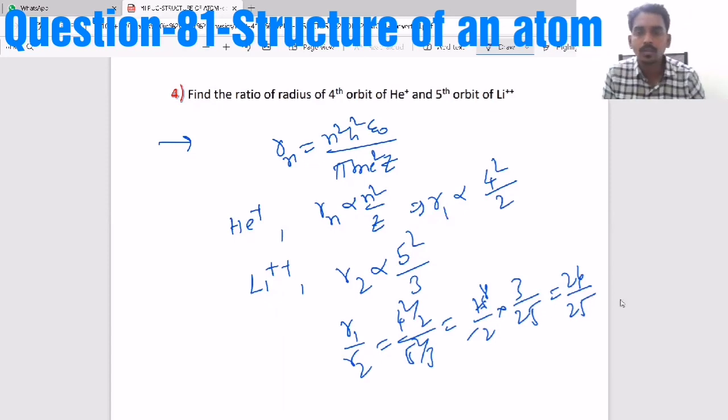This way, if you remember those equations of speed, velocity, radius, energy, kinetic energy, potential energy or time period, they may ask frequency. Then you can solve the questions.